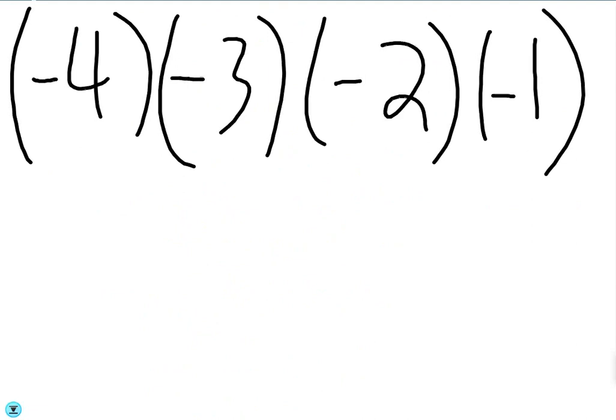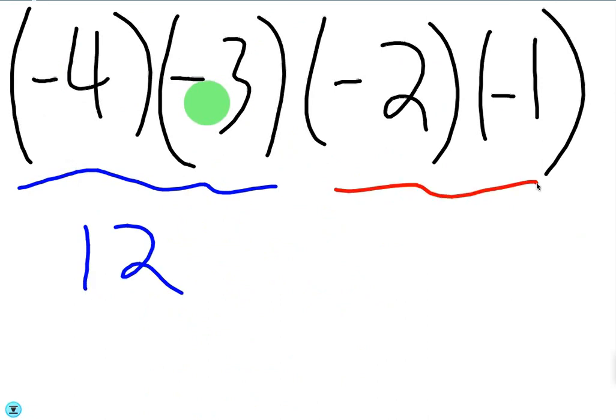We have a negative times a negative times a negative times a negative. Okay, so we have 4 total negatives. Again, we're going to do the same method as before. Multiply the first 2 together. Negative times a negative is a positive 12. Then we're going to multiply the next 2 together. Negative 2 times negative 1 is positive 2. And again, the reason we can do this is because the order in which you multiply does not matter for integers or any other real numbers.